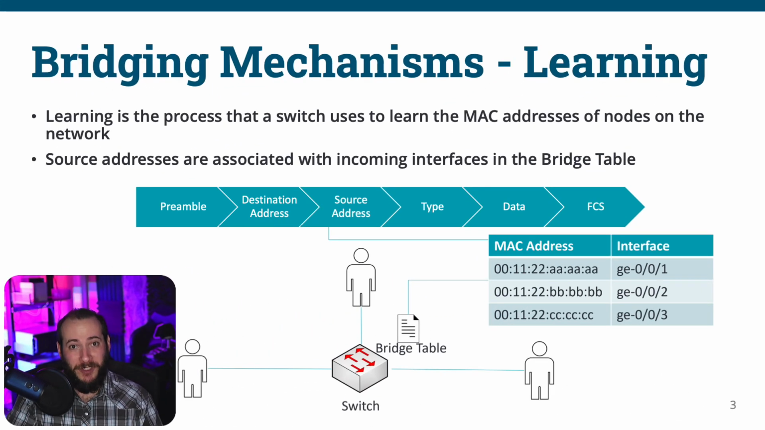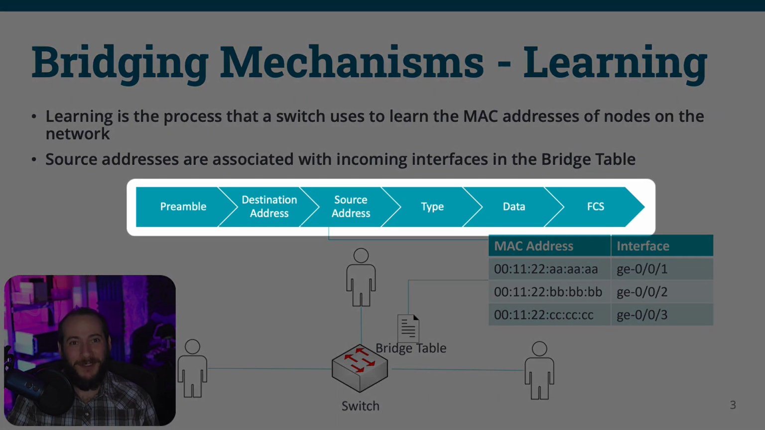When a switch receives a frame, the very first thing it does is inspect the source MAC address of the frame so it can record the interface that source MAC address was seen on. This information is recorded in the bridging table, the very same table that's used for looking up which port to forward frames out of to reach the destination address.